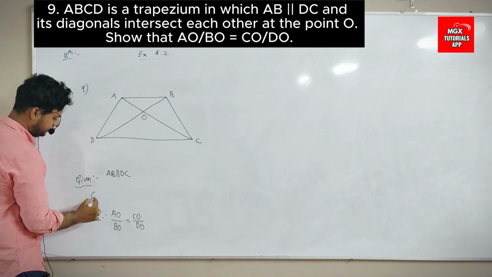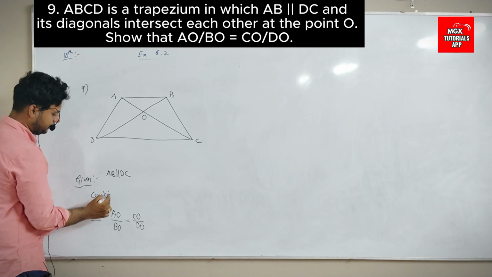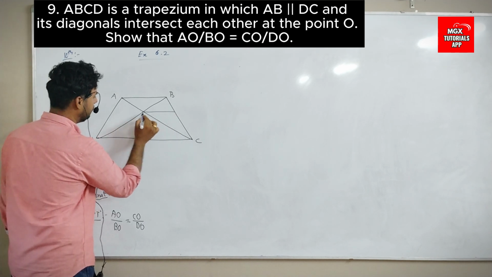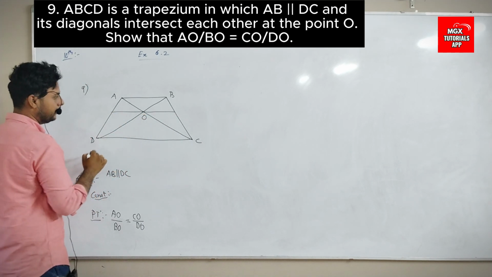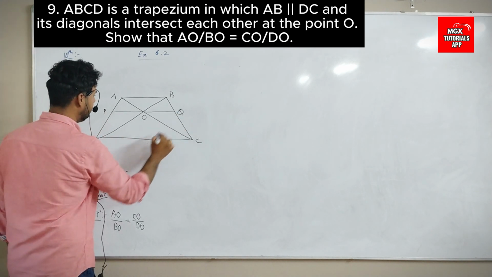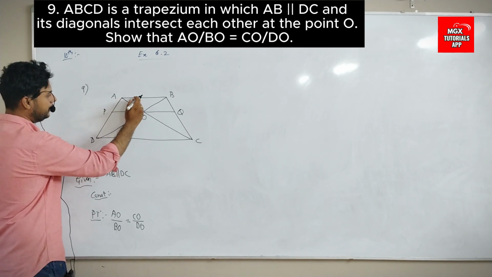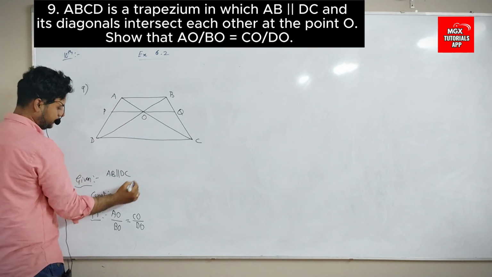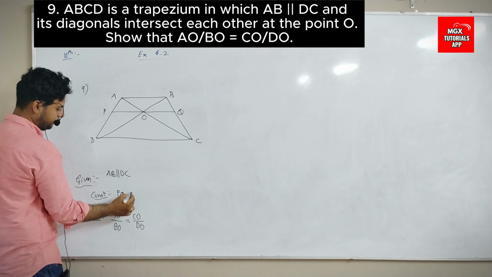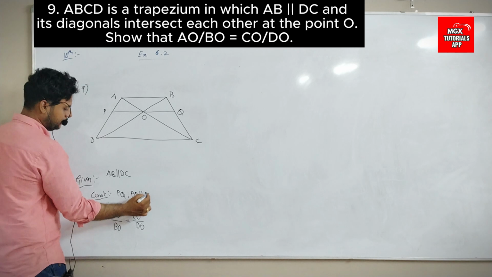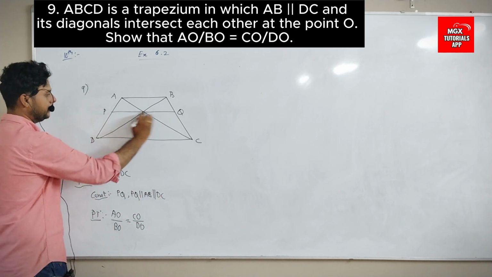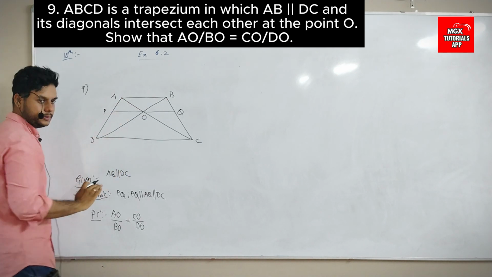Okay, one construction I will do. One line we will draw parallel, and we can name it PQ. Construct PQ such that PQ is parallel to AB and it's also parallel to DC.